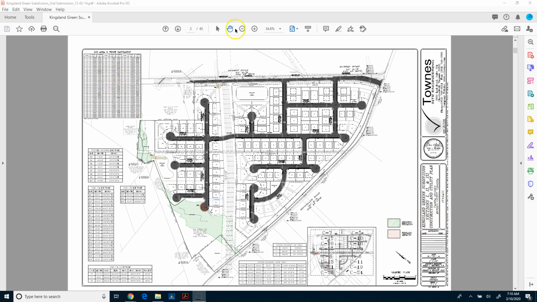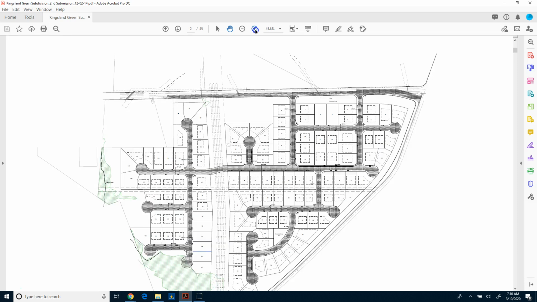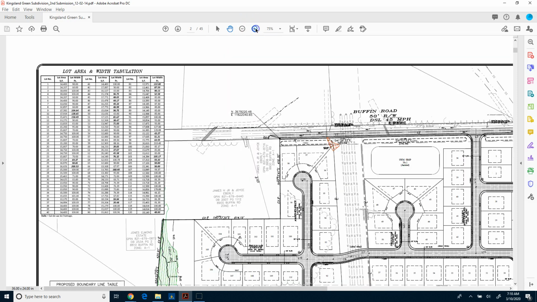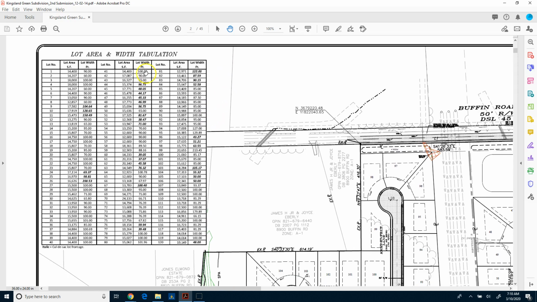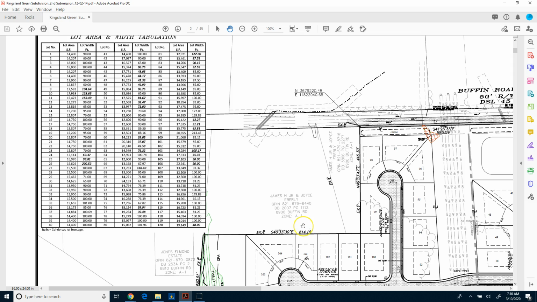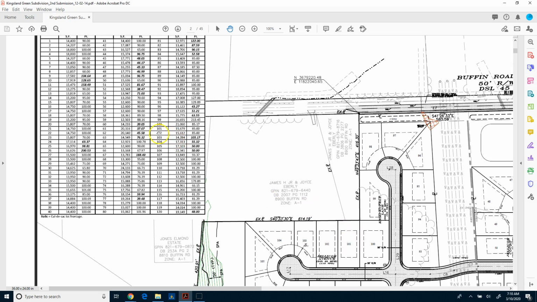If we start up here in the upper corner, or upper left, oops, go the wrong way, we'll see a couple things. One, we have a lot area and width tabulation. So basically what this is just telling us is the area of each lot, and then a frontage. A lot of times a certain requirement is a frontage of a lot has to be a minimum of a certain distance. But here we can see that if we look at lot 101, which is down here, that's got 21 square feet is its area, and then it's an 85-foot frontage.